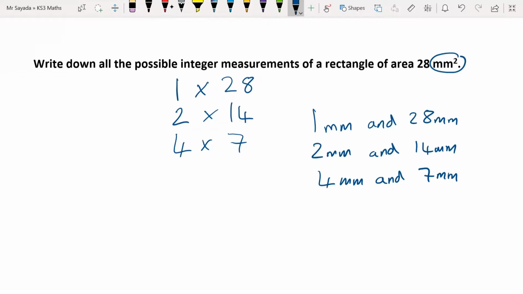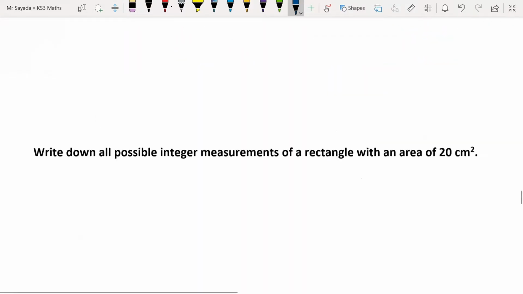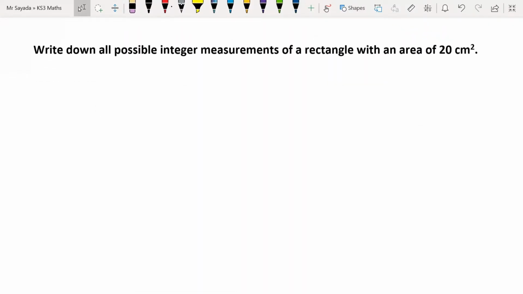You're now going to do one example completely by yourself. Please pause the video to do this example. Press play once you're ready.